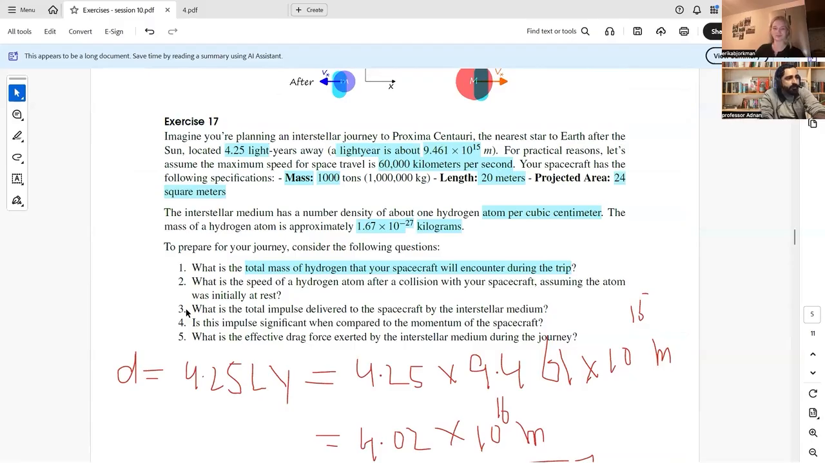Okay, question number 3. What is the total impulse delivered to the spacecraft by the interstellar medium? How much impulse is this medium providing to the spacecraft? That we have to find in our next case. Impulse is actually the product of mass and velocity, or the change in momentum. In the case of the hydrogen atoms, the initial momentum will be zero, because initially they were at rest. After interaction with the spacecraft, they gain velocity, so they will have some final momentum.